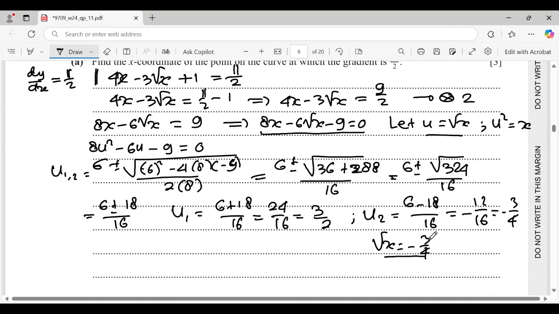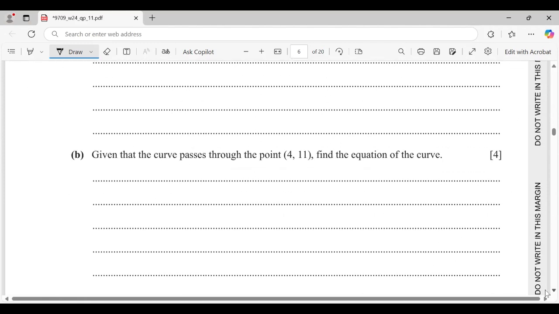We cannot take minus 3/4 as the result, because a square root result cannot be a negative number. So this is not the result. The result is this one. So x equals u squared, which equals 3/2 squared, 9/4. So this is the result: x equals 9/4. Next question.